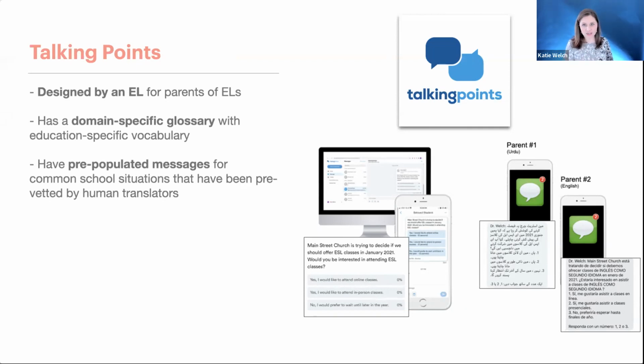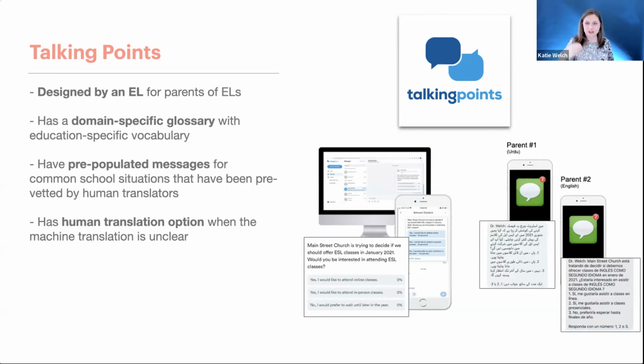This company does a great job of merging machine translation and human translation. For example, if the machine translation is unclear, if you get a message from a parent, you think, I don't know what this parent's trying to say to me. You can actually send that to talking points and a human translator will look at it and be able to interpret for you. So they go kind of a step beyond.